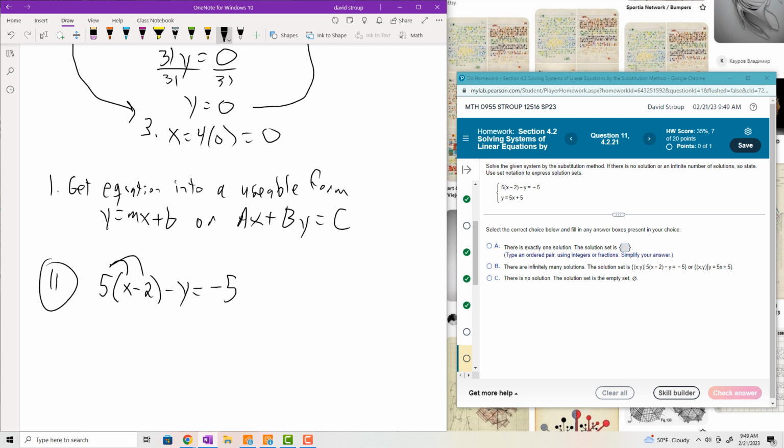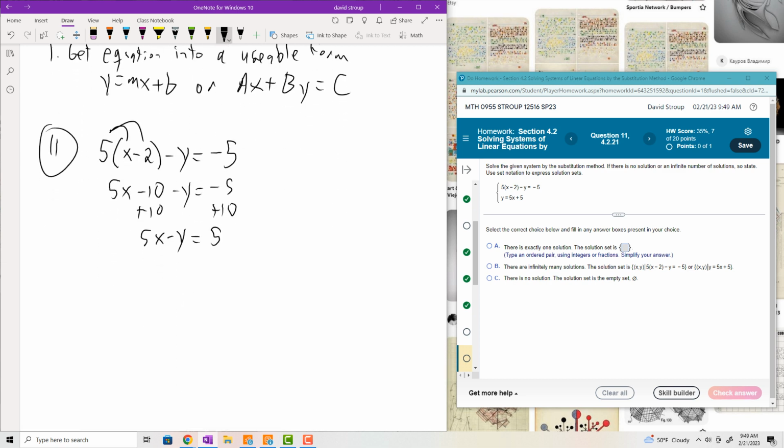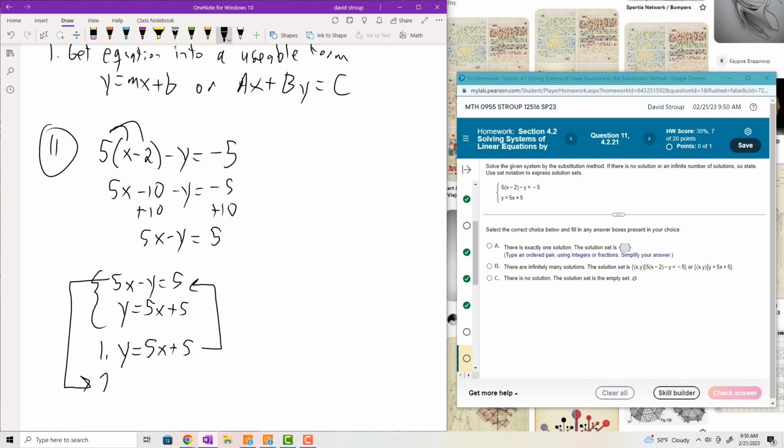So I'm going to distribute the 5, get 5x minus 10 minus y is negative 5, and then move that 10 to the other side. Okay, so you get 5x minus y is 5. And now it's something you can work with. So you have 5x minus y is 5, and then y equals 5x plus 5. So first, the second equation is solved for y, so let's just use that. And then plop that into the unused equation in step 2.